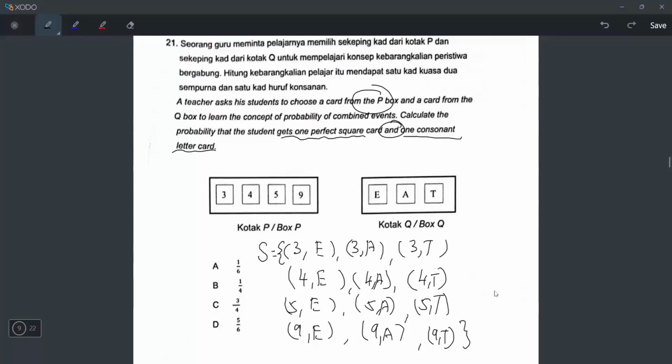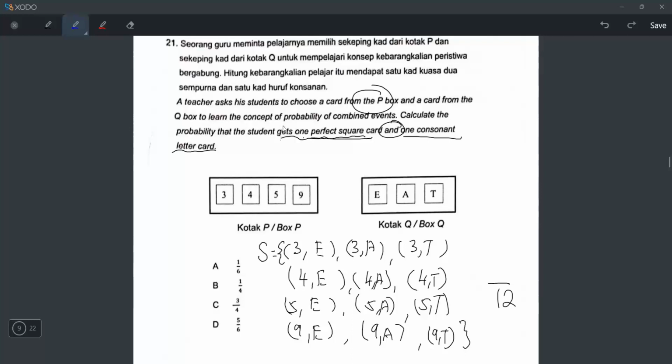Calculate the probability. It means later it has to be over 12, because there are 12 possibilities. But the top number will be what? It will only be those that have a perfect square and a consonant letter card. So out of these 12, which ones have one perfect square and one consonant card? So how do I teach you?